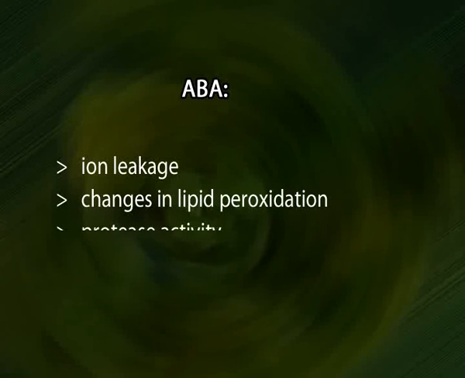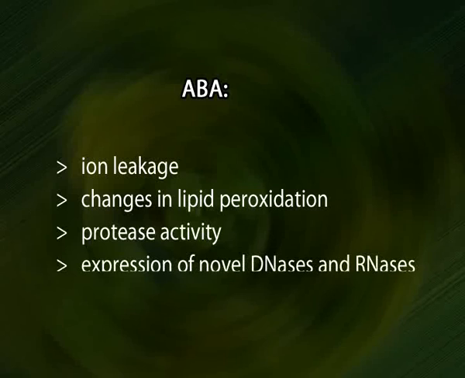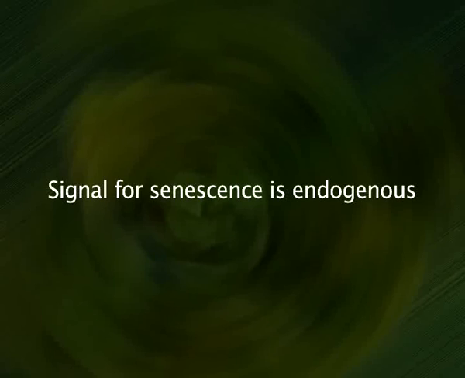Abscisic acid is thus thought to be a primary hormonal regulator of flower senescence, and many of these senescence-related changes are brought about by it. These include ion leakage, change in lipid peroxidation, protease activity, and expression of novel DNases and RNases. It has been suggested that the signal for senescence is endogenous from the tepal cells themselves and may not require hormones as an intermediate signal.